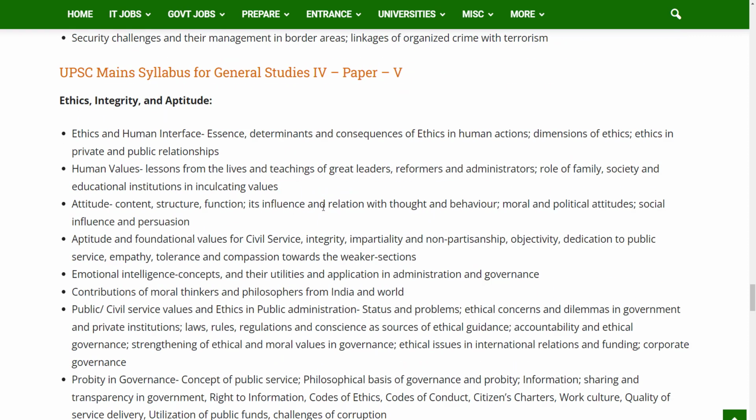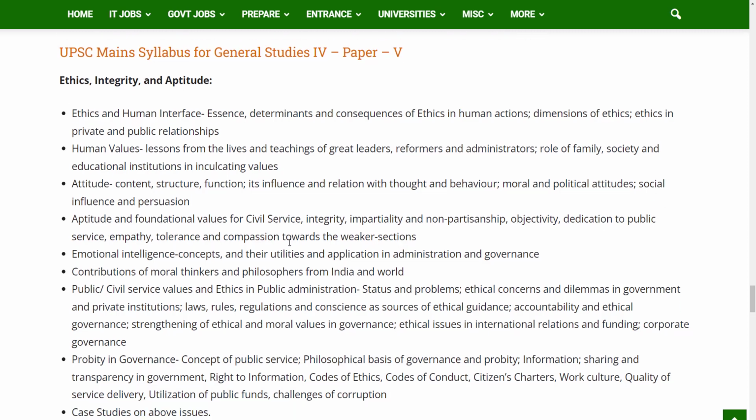And while looking at the syllabus for General Studies 4 paper 5, you will have questions on ethics, integrity and aptitude. In this you will have the subtopics of ethics and human interface, essence, determinants and consequences of ethics in human actions, dimensions of ethics, ethics in private and public relationships, human values, attitude, content, aptitude and fundamental values of civil service and so on.